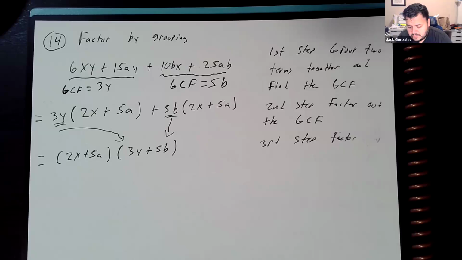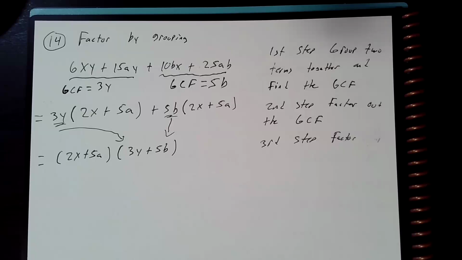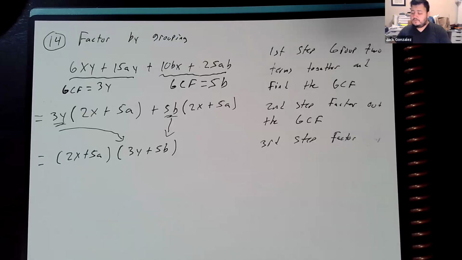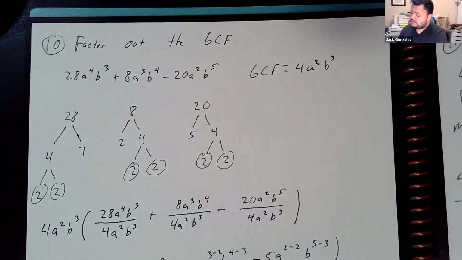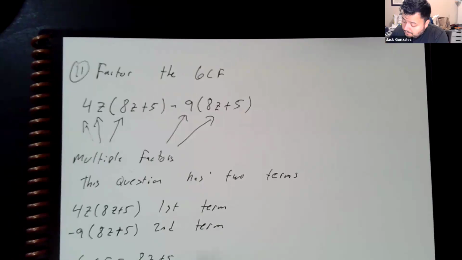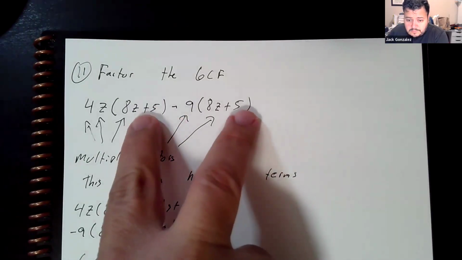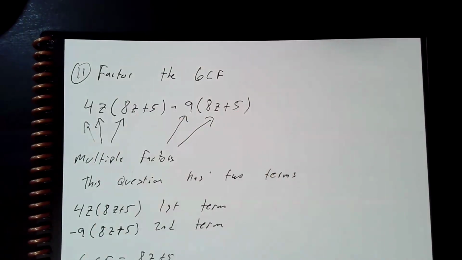Any questions? I'm still a bit confused on how the 3y and 5b end up at the back. Okay, well, let's go back to the last question. I think it'll make sense to think about it like this. Remember we pulled this out of both, right? Yeah.